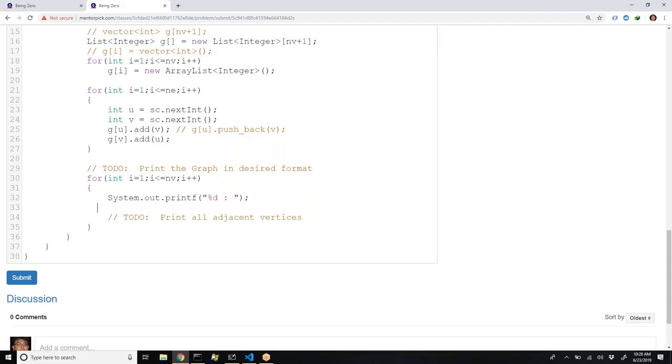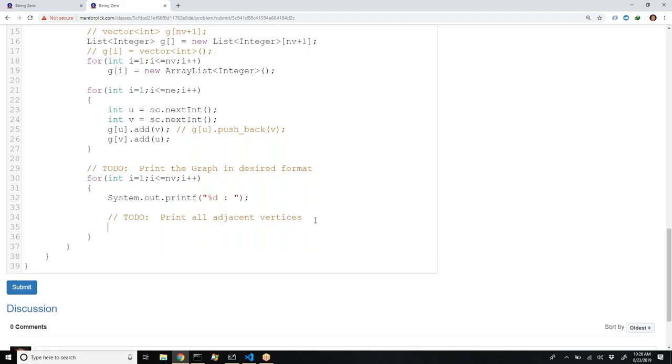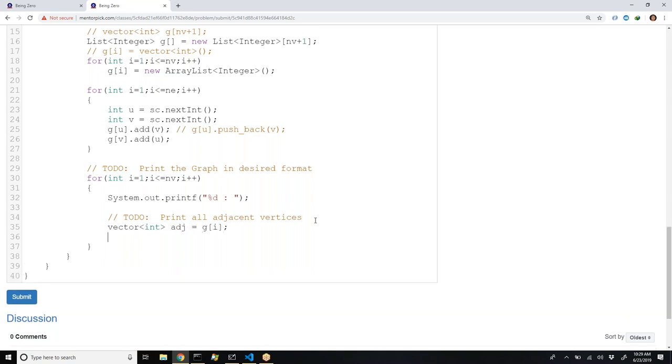All the adjacent vertices we have to print, and we have to print them in sorted order. So first let's get the adjacent vertices of i. Vector of int adj is g of i. Here it will be a list of integers. Sorry, Java code. So we are getting a list of integers. Now this list has to be sorted and printed. How do we sort this list?